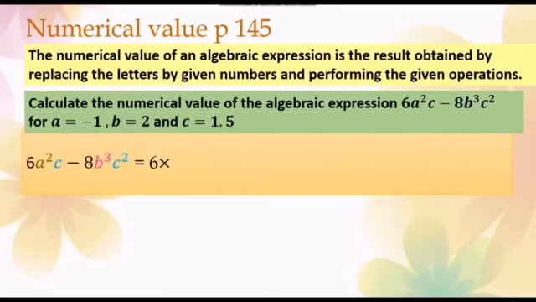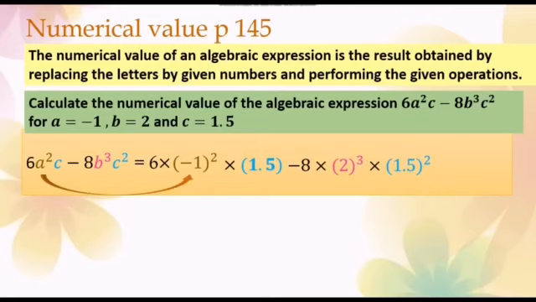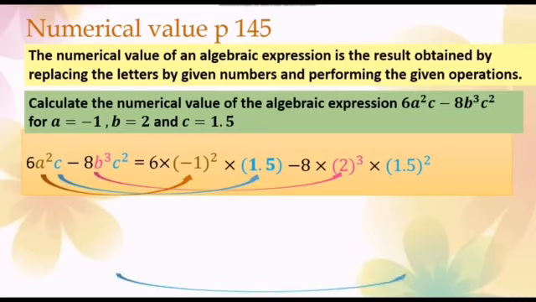We have 6a squared c minus 8b cubed c squared, which is equal to 6 times minus 1 squared, because a is equal to minus 1, times 1.5, which is c, then minus 8 times 2 to the power of 3 times 1.5 squared. So a is equal to minus 1, b is equal to 2, and c is equal to 1.5.